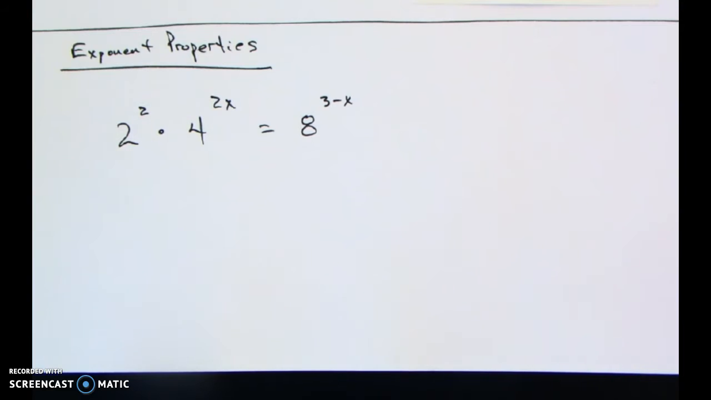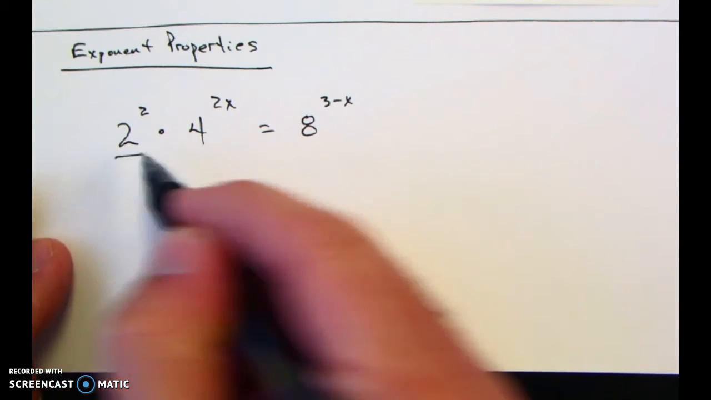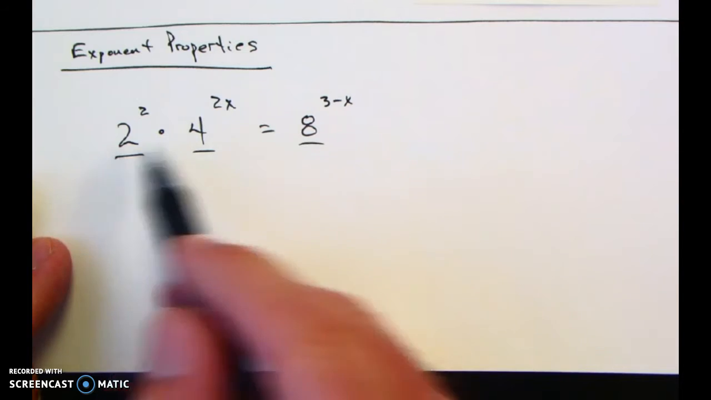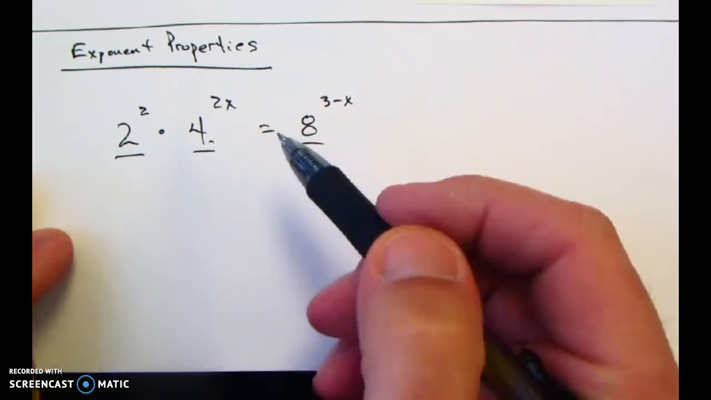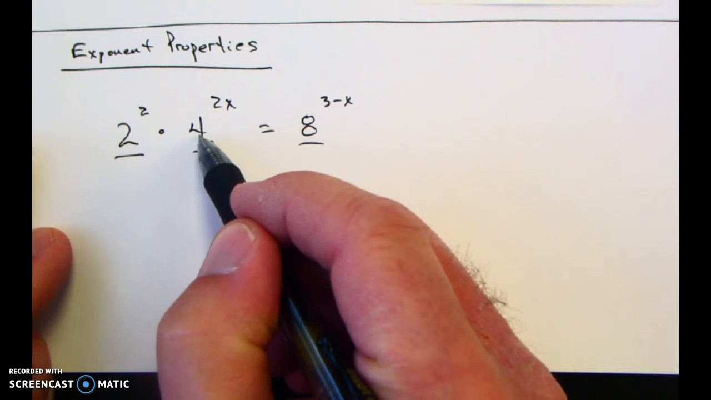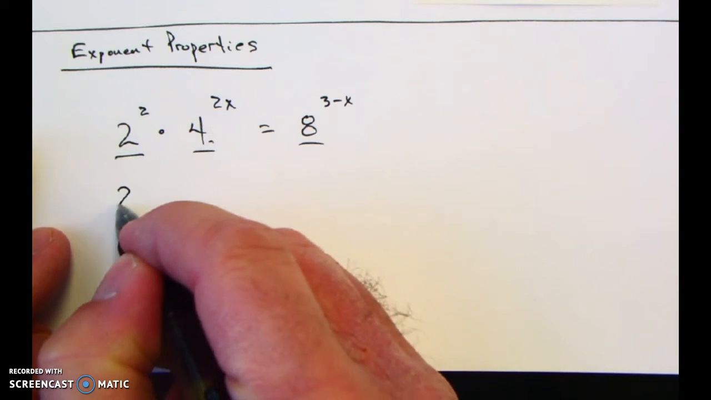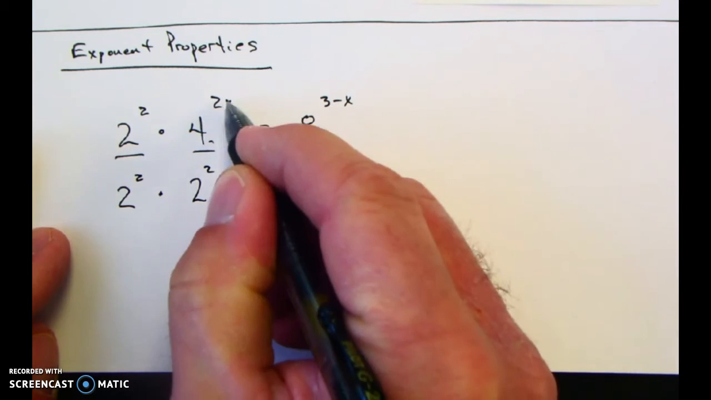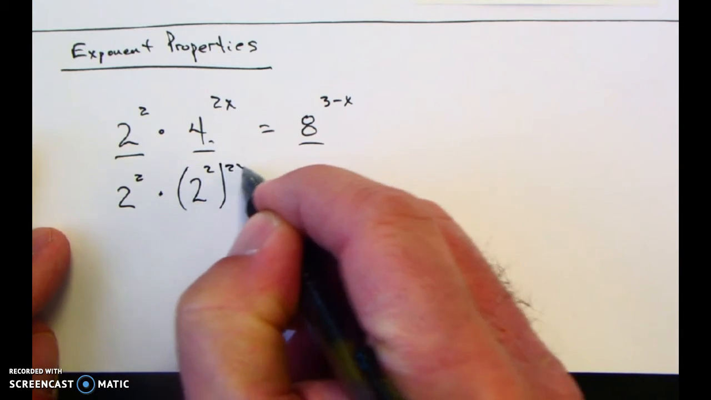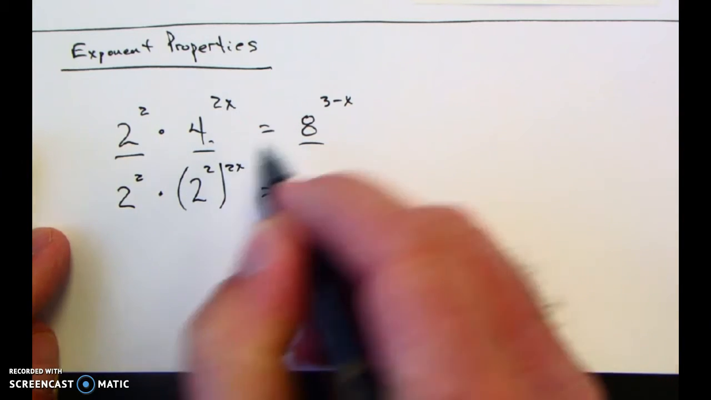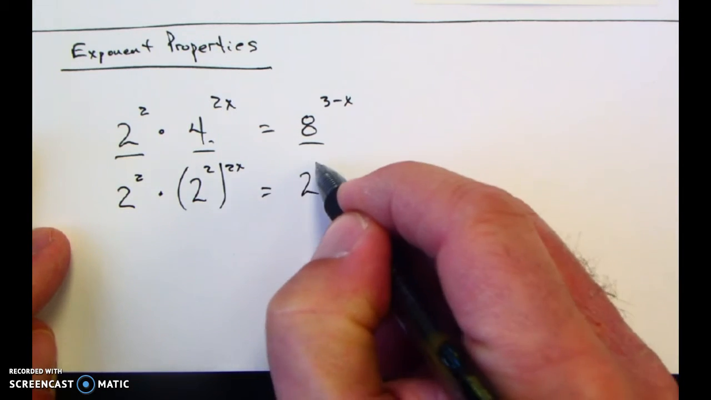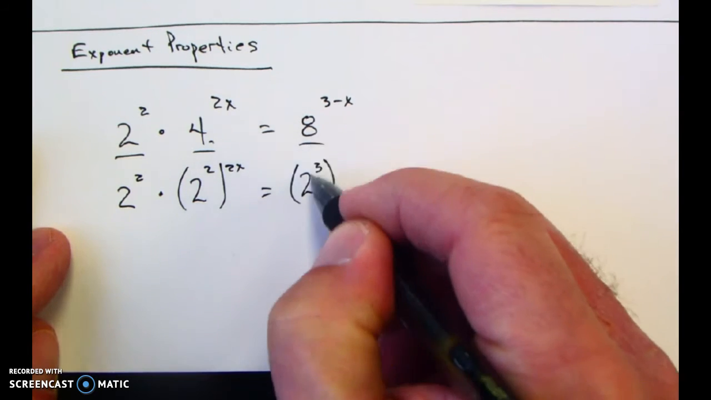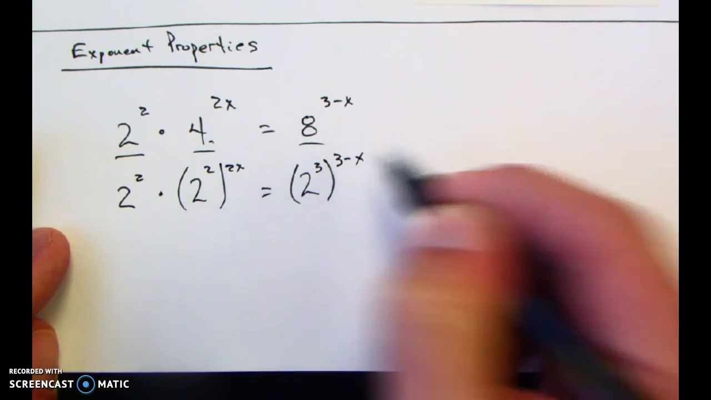Solving exponential equations, we need to pay attention to what our exponent properties are as well. Remember, we can use a one-to-one property, in which case I'm going to really try to focus on having the same base. For example, we have 2 here, and I could write 4 in terms of 2. It's 2 squared. So this one doesn't change. The 4 I'm going to change to 2 squared, and I still have the 2x as my exponent. I could also write the 8 as a base of 2. That would be 2 cubed, and I still have the 3 minus x here.